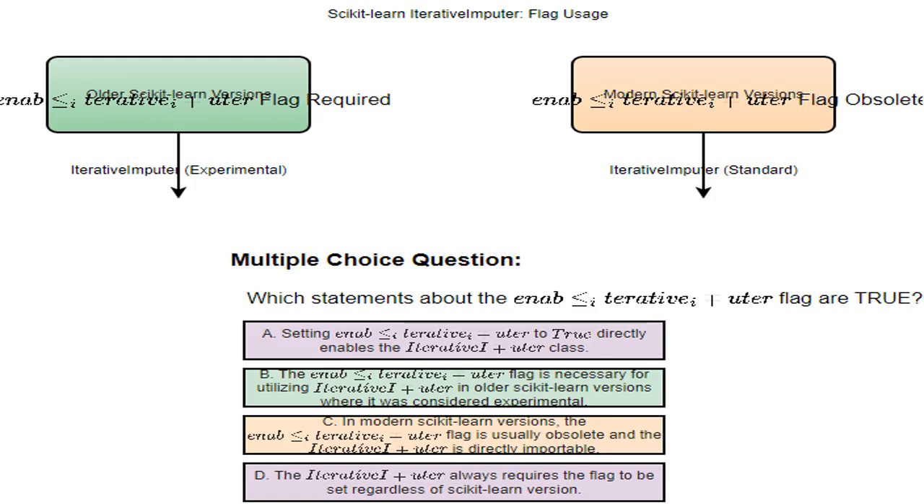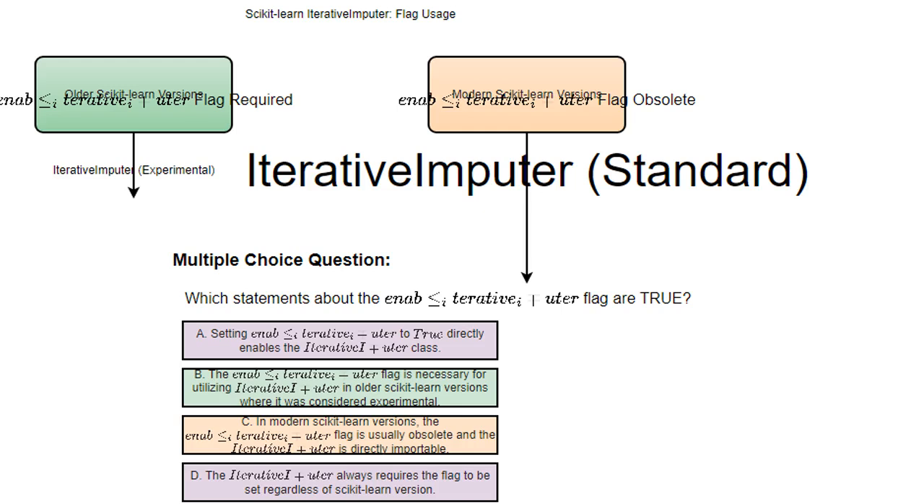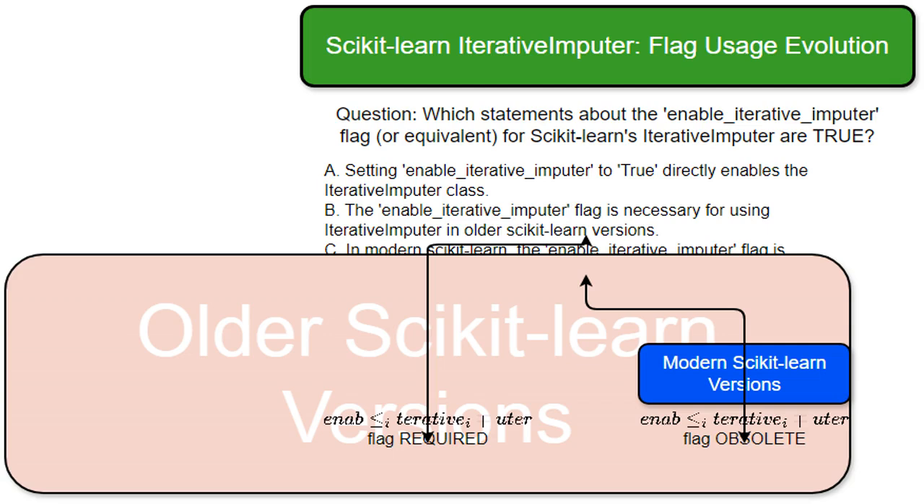I'm exploring how we use the IterativeImputer class in Sklearn, focusing on the use, or lack of use, of the enable_iterative_imputer flag. It's a journey through time. This introduces the multiple choice questions, testing your understanding of the enable_iterative_imputer flag and its role in using the IterativeImputer. In older versions of Sklearn, you needed the _enable_iterative_imputer flag.